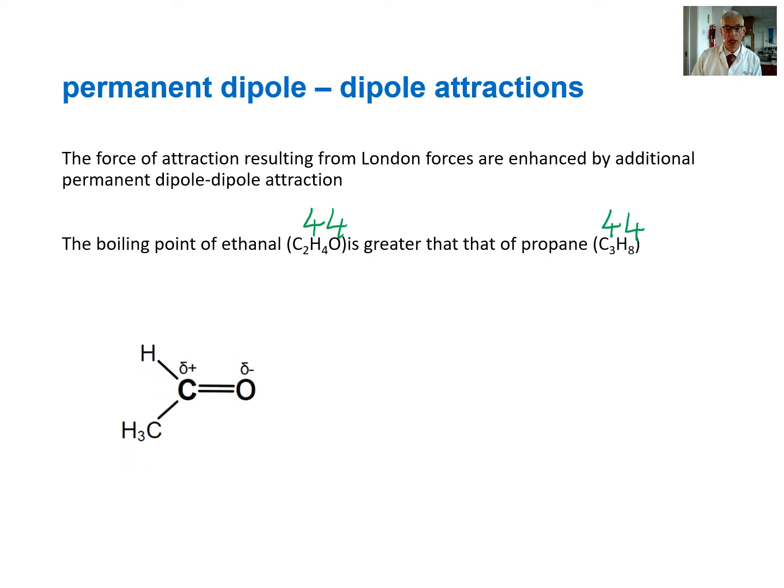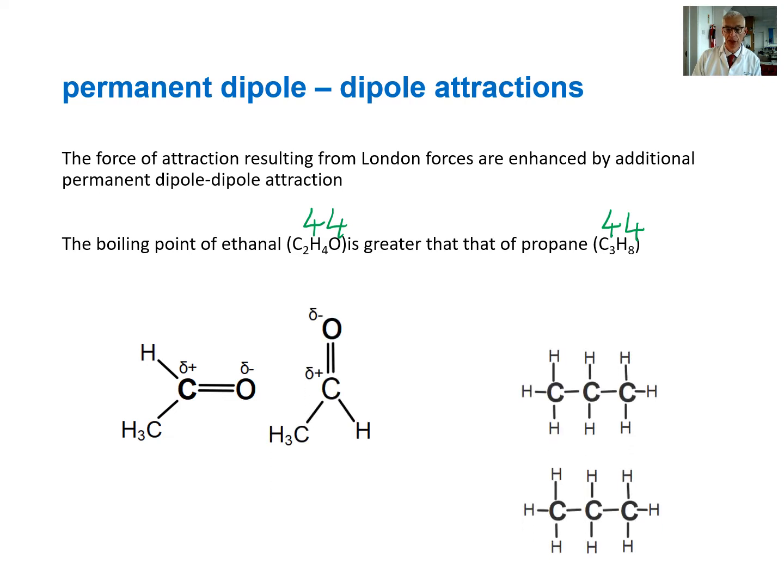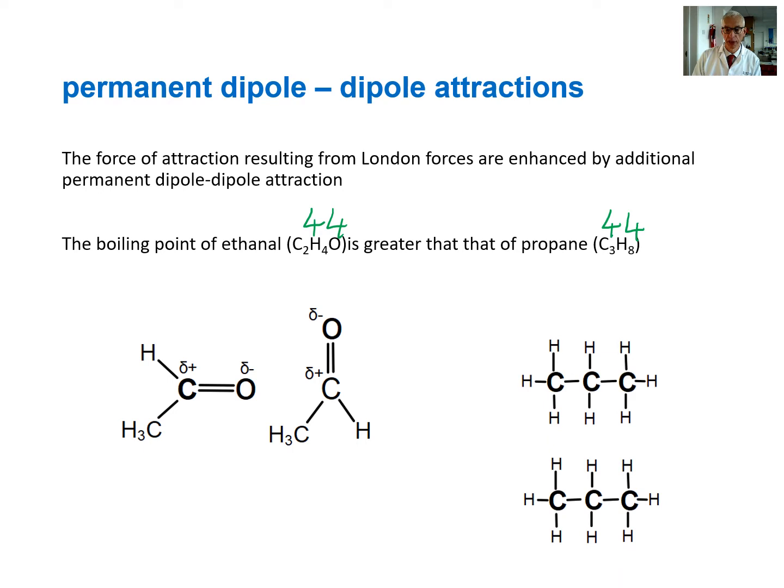If we look at the ethanol displayed diagram, we can see there's a polarized carbon-oxygen bond. If I introduce another ethanol molecule and then compare that to two propane molecules, I'd like you to pause the video and write out an explanation for the boiling point of ethanol being greater than that of propane. Resume the lesson when you are ready.